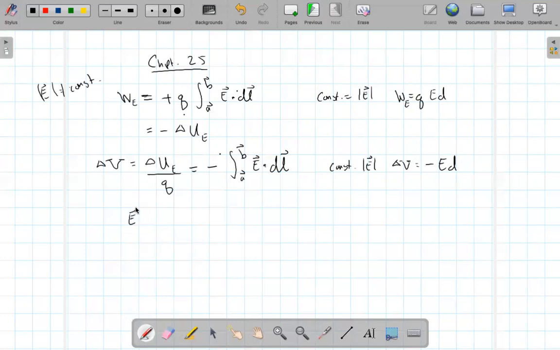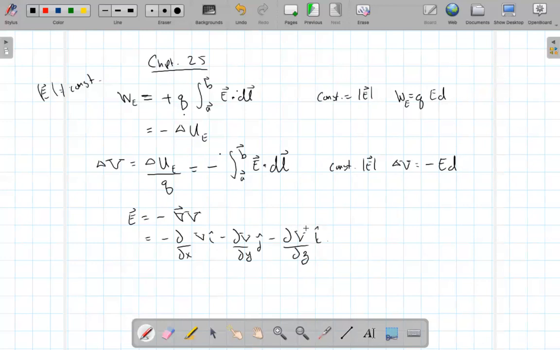Now, if I look at it the other way, the electric field I can find from the potential. So if I know the potential and I'm looking for the electric field, it would be found by simply taking the derivative of both sides of this, which is then equal to negative the gradient of the potential. In terms of derivatives, this is negative the partial derivative with respect to x of the potential in the i-hat direction, minus the partial derivative of the potential with respect to y in the j-hat direction, and then minus the partial derivative of the potential with respect to z in the k-hat direction.